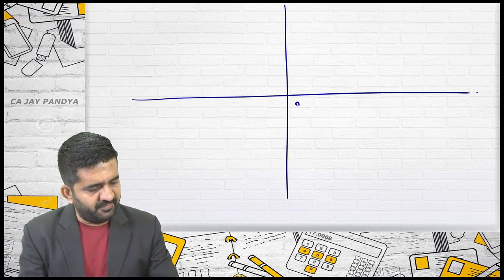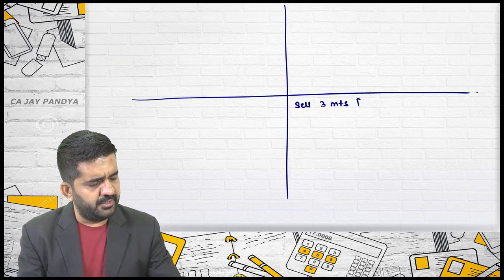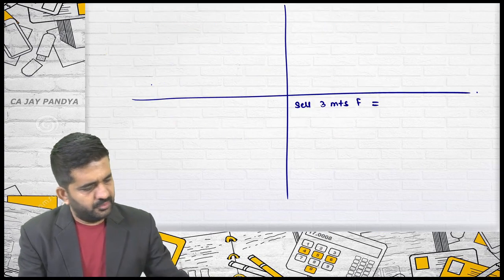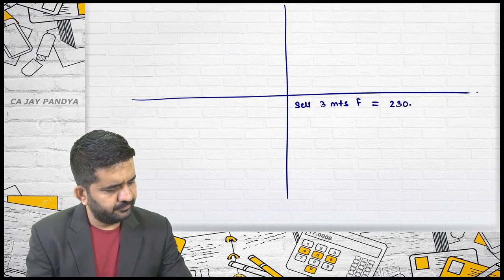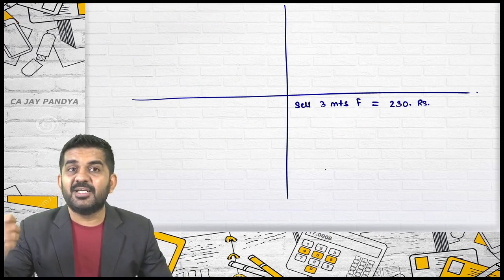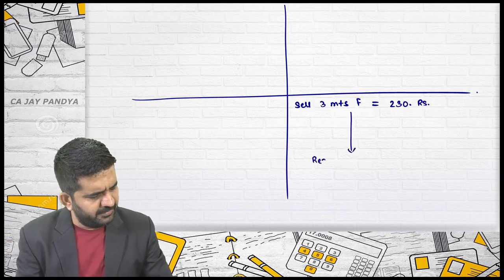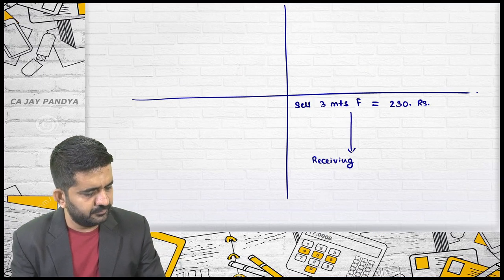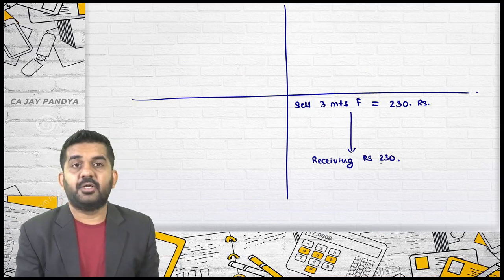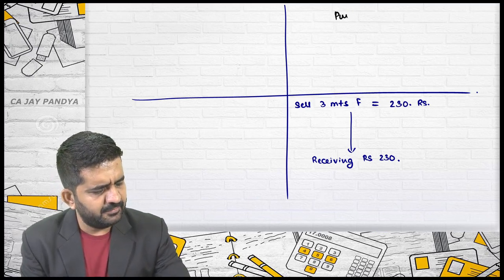Anything which is overvalued, sell 3 months forward at the rate of 230. Whatever is overvalued, you will be receiving it. You will be receiving this money after 3 months. Is it correct? You will be receiving rupees 230. But to sell this share, you will have to purchase the share today.